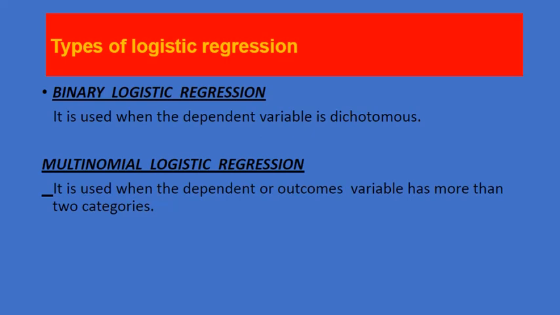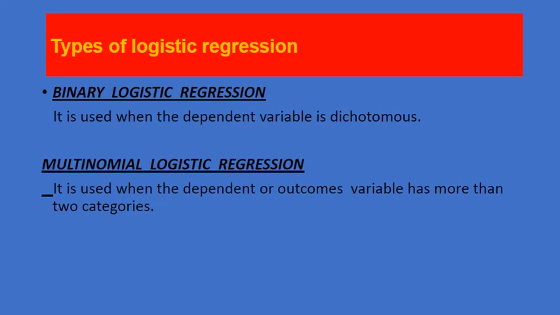Now, as I told you earlier, there can be two types of regression, right? So we have linear regression and logistic regression, and the logistic regression can further have two types. One is binary logistic regression and the other is multinomial logistic regression. There is a very clear difference between these two types. The binary logistic regression is used when the dependent variable is dichotomous, right?